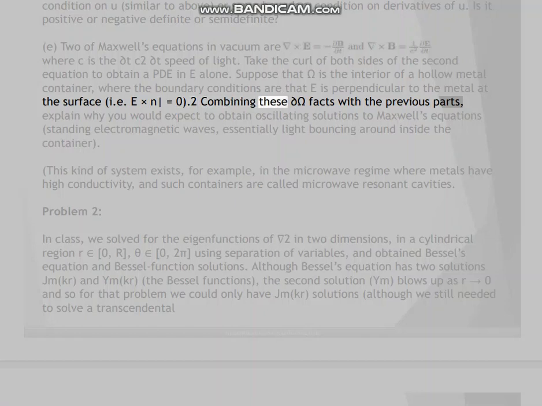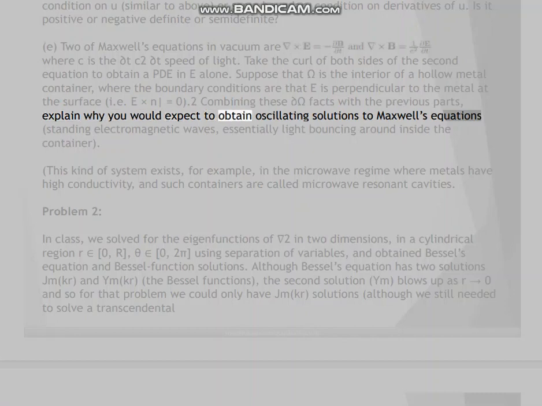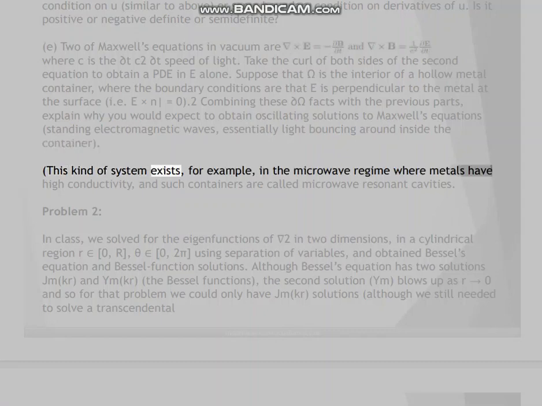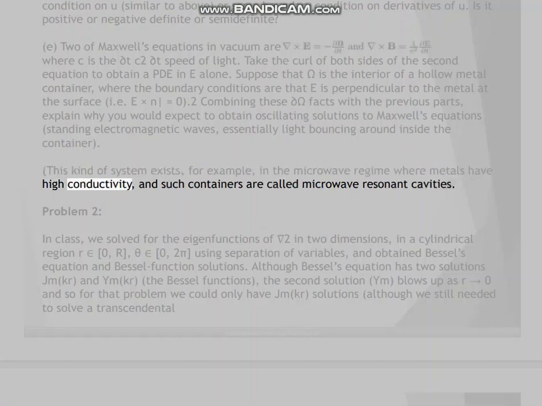Point 2. Combining these facts with the previous parts, explain why you would expect to obtain oscillating solutions to Maxwell's equations, standing electromagnetic waves, essentially light bouncing around inside the container. This kind of system exists, for example, in the microwave regime where metals have high conductivity, and such containers are called microwave resonant cavities. Problem 2.